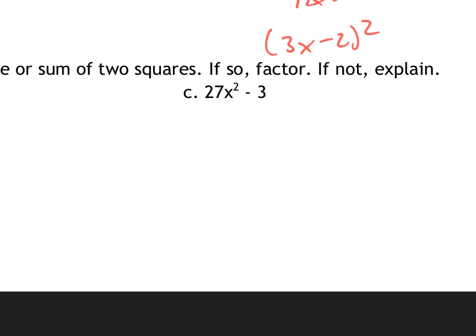This one over here, 27 is not, 3 is not, but we're trying to trick you here. Let's take out a GCF. I can take out a 3, 9x squared minus 1. So now, is 9x squared? Yes, I can take that 3, oh, not a cubed, I said 3 and wrote 3, I should have written a 2. 1 is a perfect square always, so I'm good here. So it's a difference of squares, so 3x plus 1 and 3x minus 1.